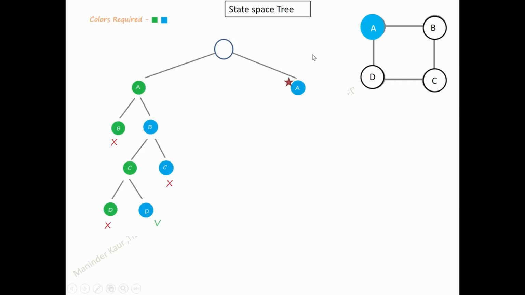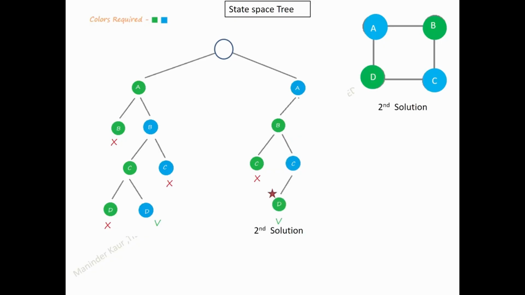Once you have painted the vertex with blue color, you will move further. You will try to give the first color to vertex B, that is green, which is possible, and is one of the permissible partial solutions. For the C vertex, when we try to give green, this will violate the condition of graph coloring, so it is not possible. So we will try giving C the blue color. Once blue has been given, for D you can easily give green, the first color. Now this will lead to the second solution.